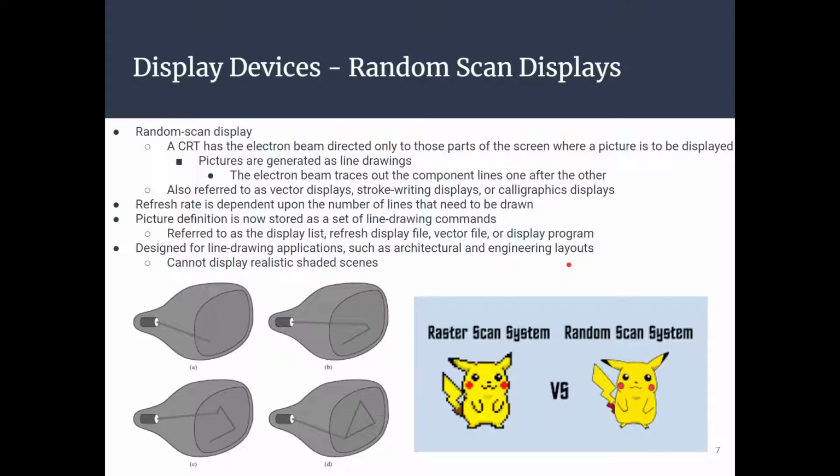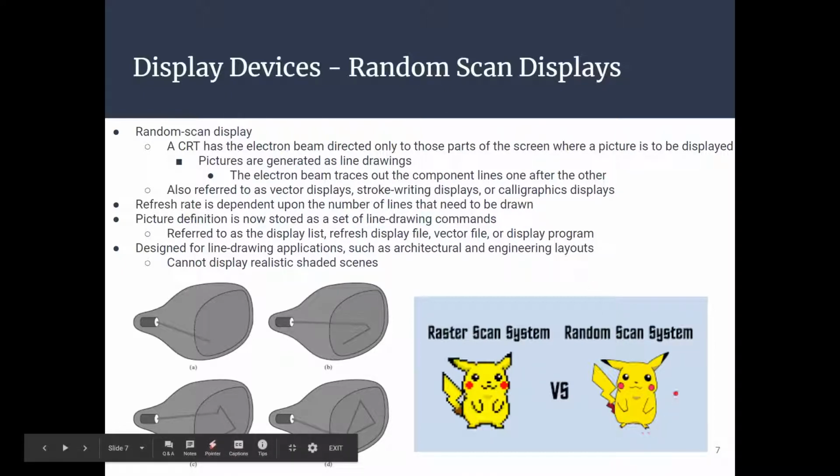Now I'm going to be talking about a random scan display, which is a type of CRT. It wasn't used too commercially. It was mostly used for engineering purposes when you wanted to see fine lines. A random scan display essentially drew perfect lines on a screen. As you can see here on the random scan display, you have your nice Pikachu, which is perfectly lined, whereas a raster scan, which Jessica will talk about in a couple slides, is a little bit more blurry.